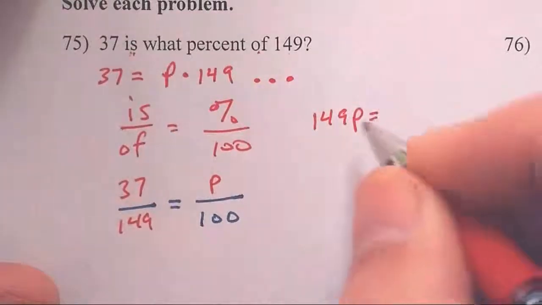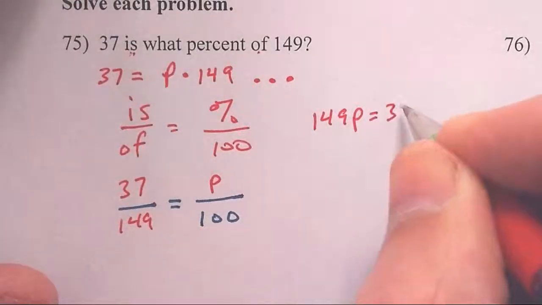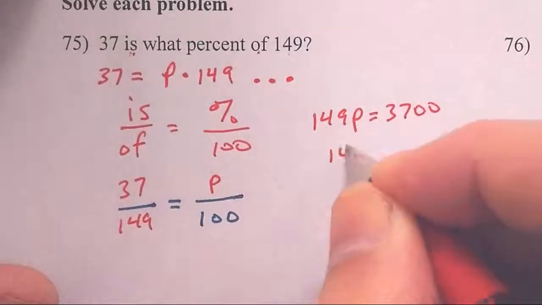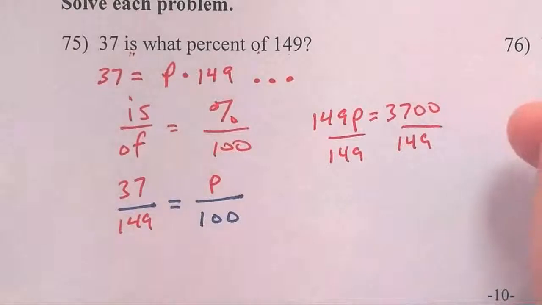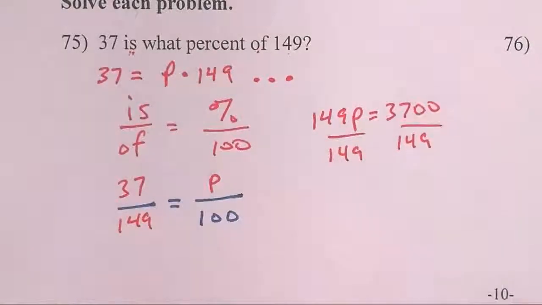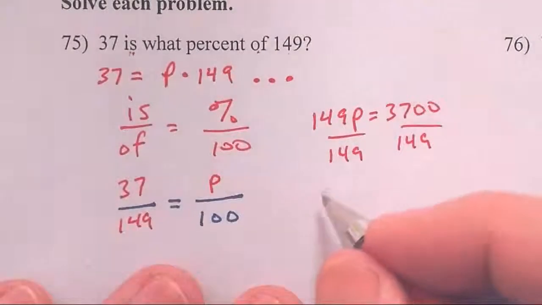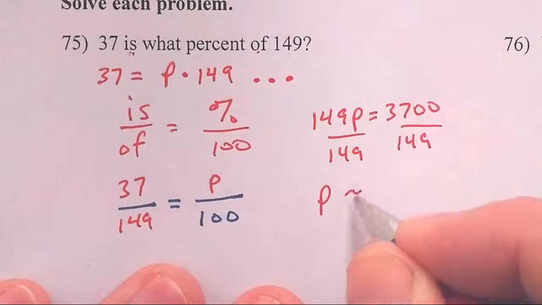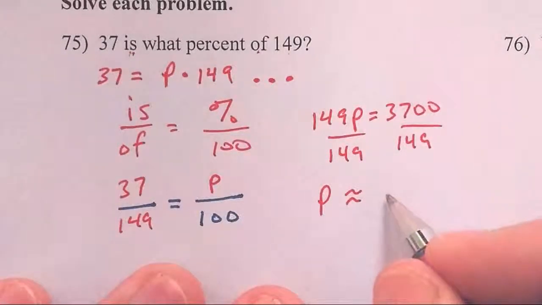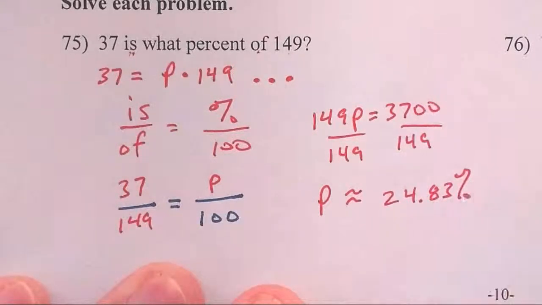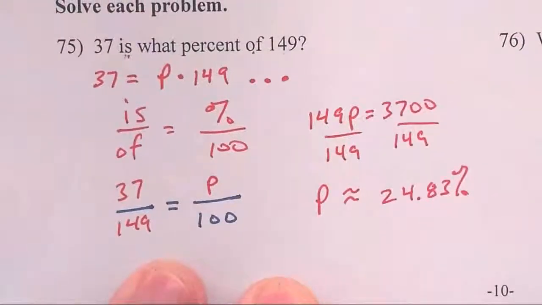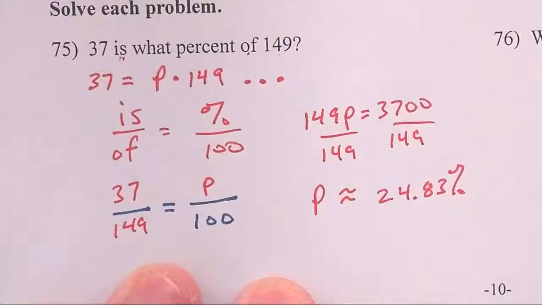149p equals 3,700. Divide by 149, and I'm going to go to calculator on this guy. I get 3,700 divided by 149, or P is approximately, if I go to the hundredths place, 24.83%. So I really like is over of equals percent over 100.